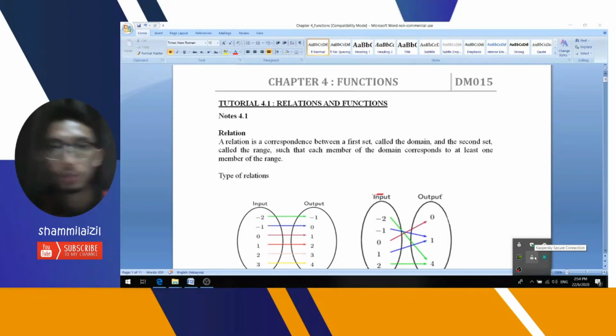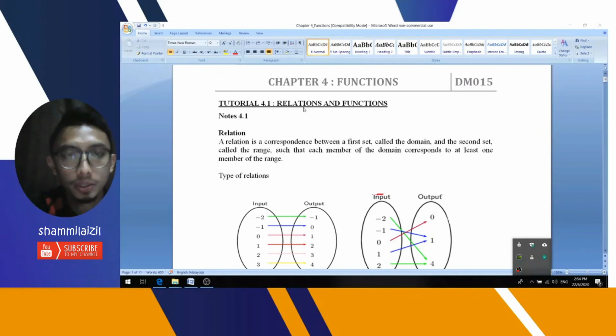Hi guys, so let's proceed with chapter 4 functions. The first subtopic, 4.1 relations and functions. So what is a relation?